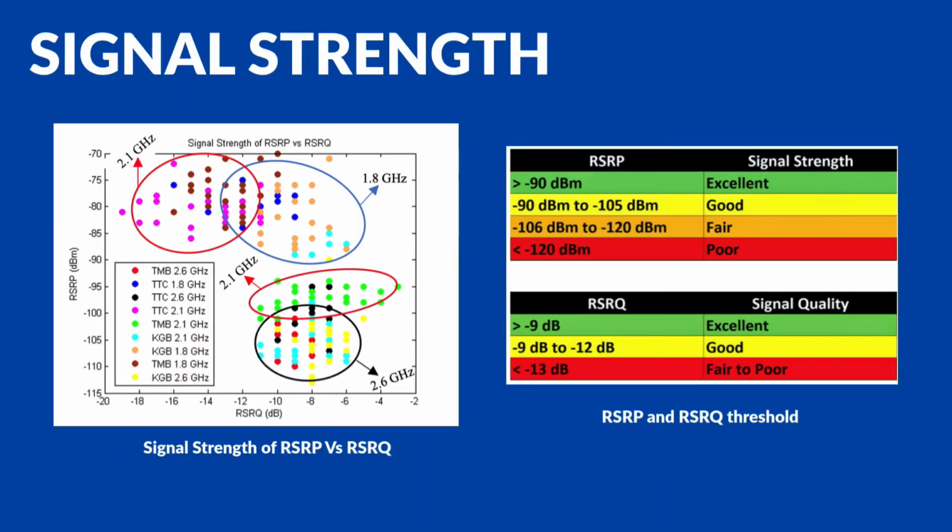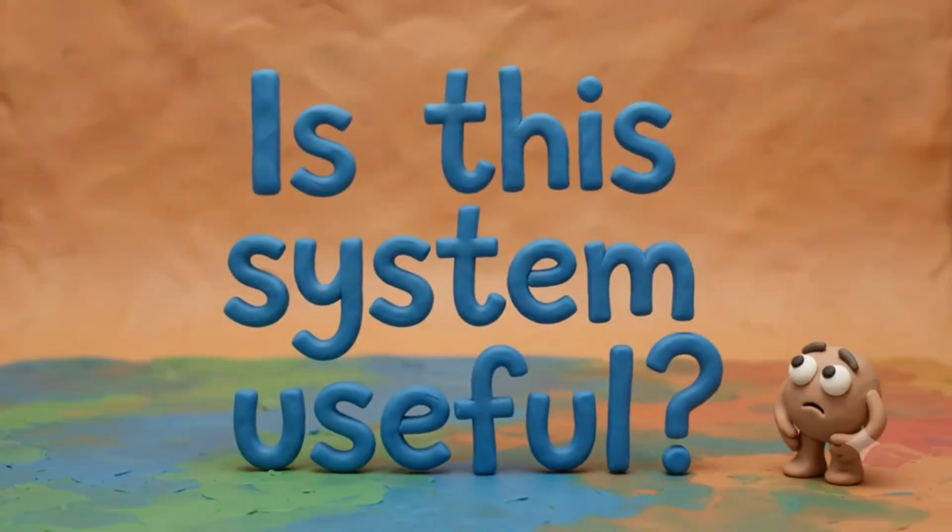This slide shows the signal strength analysis using RSRP and RSRQ values. These measurements help evaluate the quality of the communication signals used by the passive radar system.